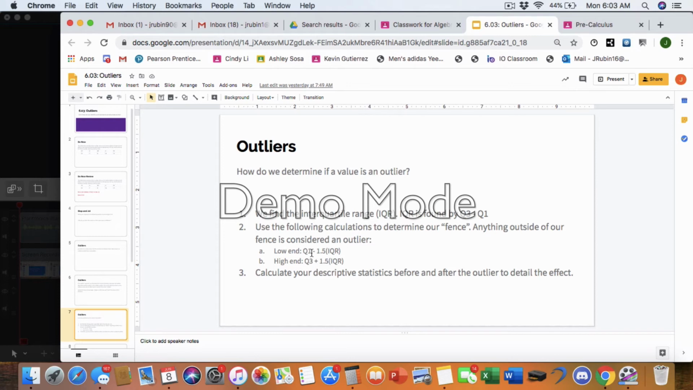So we do the low end outlier, which is Q1 minus 1.5 times IQR. We do the high end outlier, which is Q3 plus 1.5 times IQR. So we're extending past the quartiles. And then we check. So is there an outlier? Yes or no? What's the effect?